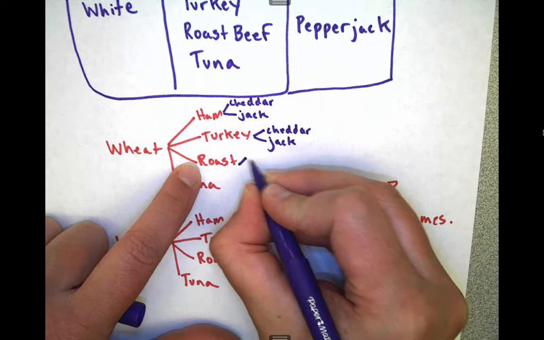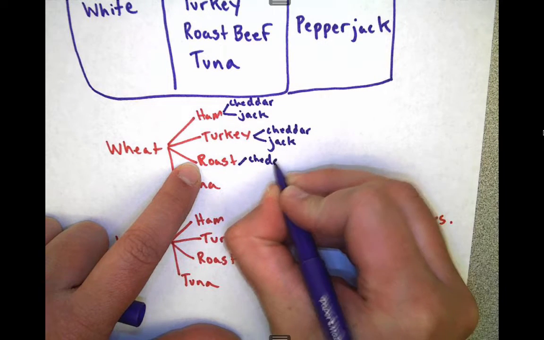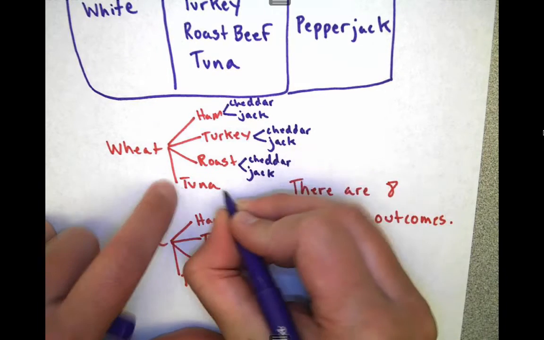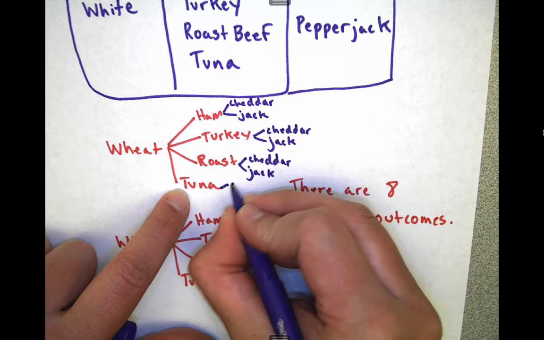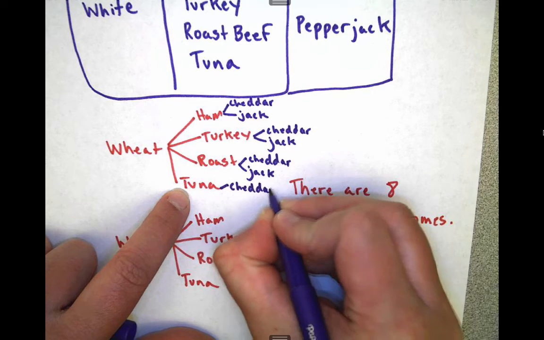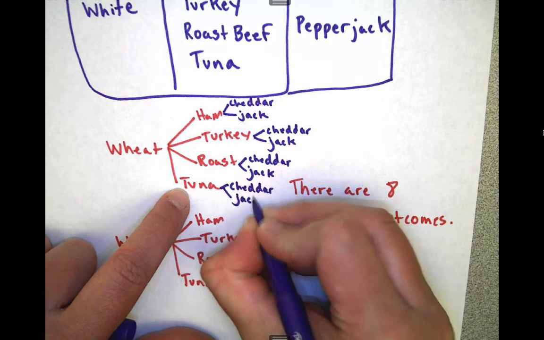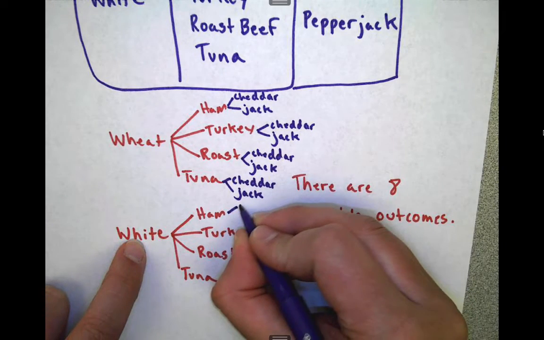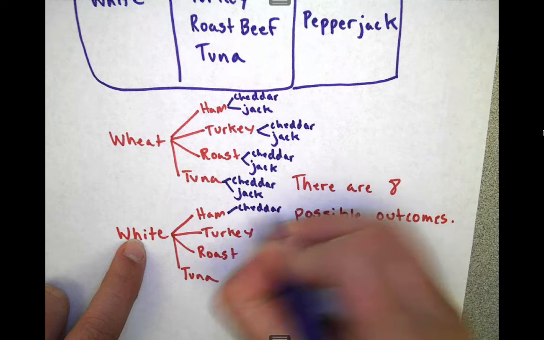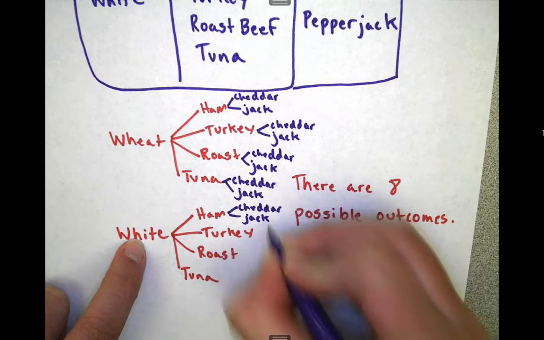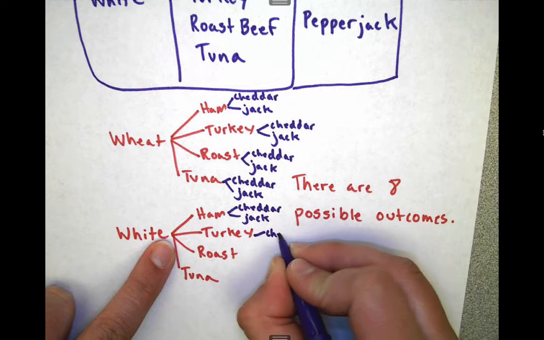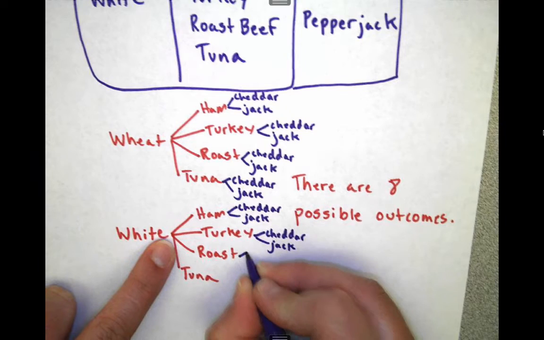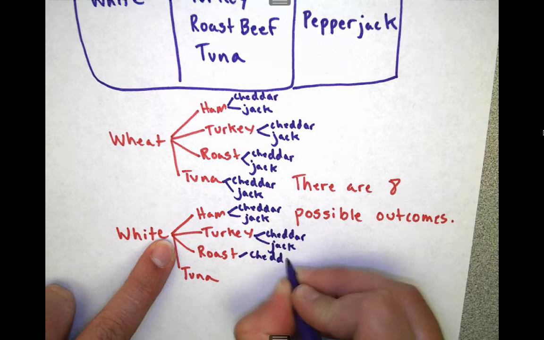Roast beef could be with cheddar, or it could be with jack. Do you see how this starts getting bigger? So our wheat with tuna could be with cheddar, and I hope you're adding this to yours also, or jack. If you did white and ham, same choices, cheddar or jack. Turkey would be with cheddar or jack. Roast beef would be with cheddar. We just kind of follow this pattern, and jack.